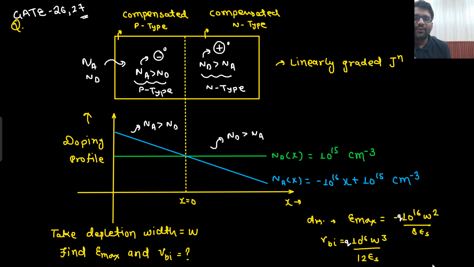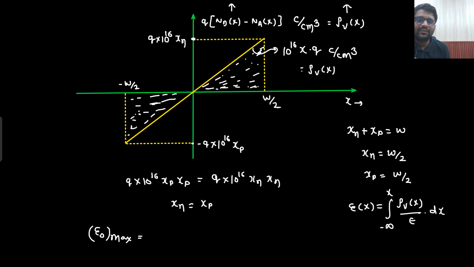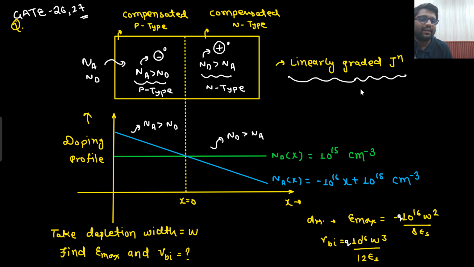Now this particular doping profile that we saw here is known as a linearly graded junction. There is a specific name for this one. Why linearly graded junction? Because when you draw this graph, you get to know that the charge density is linearly distributed. So this graph is linear. That's why it is known as a linearly graded junction.